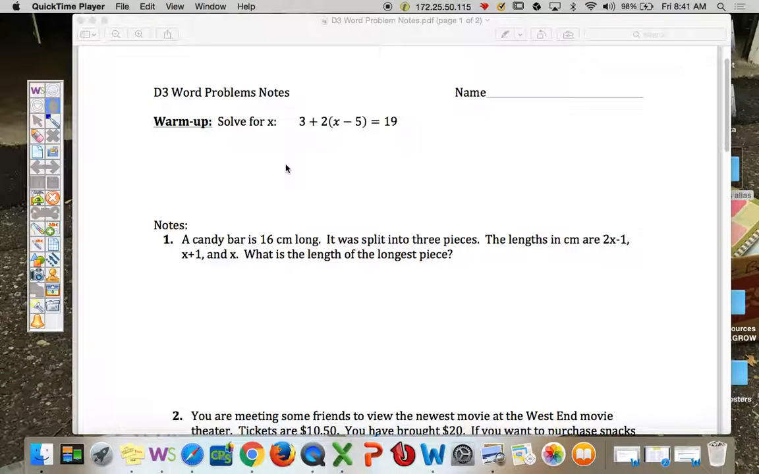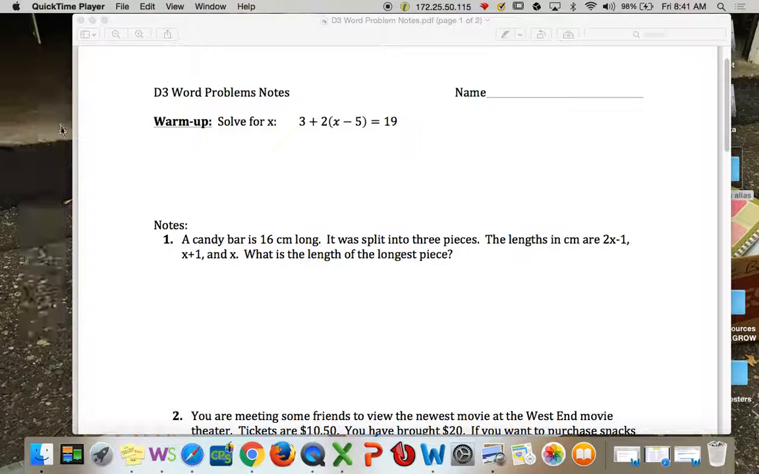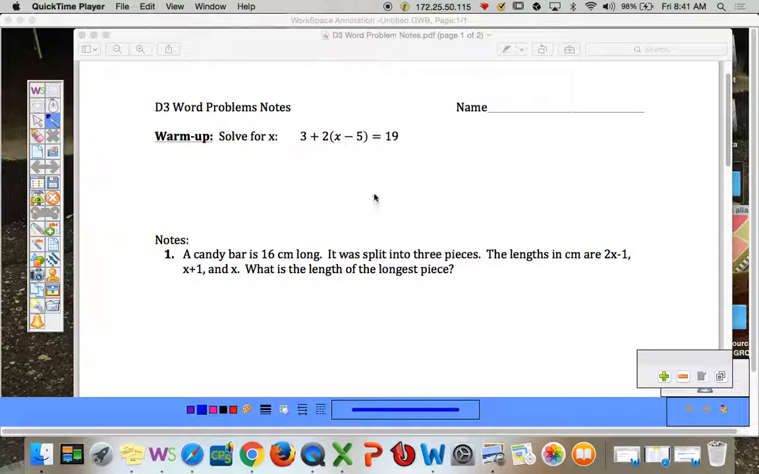For the warm-up, let's solve for x. This looks similar to a problem that we had yesterday where we have parentheses and we can use distributive property to solve. Now there are a few ways to solve this problem, so I'll show you one.